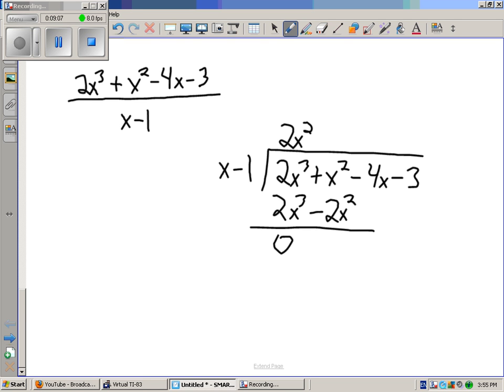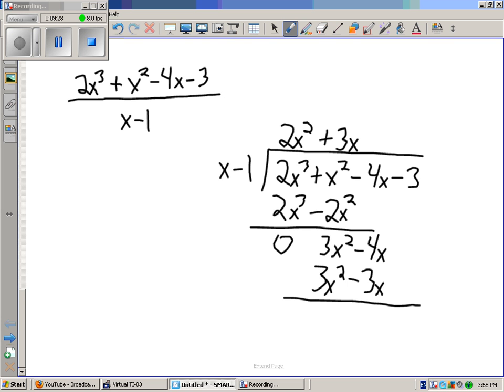Subtracting, x squared minus negative 2x squared is 3x squared. Drag down the negative 4x. X goes into 3x squared plus 3x times. 3x times x is 3x squared. 3x times negative 1 is minus 3x. Negative 4x minus negative 3x is going to be negative x. Drag down the negative 3.